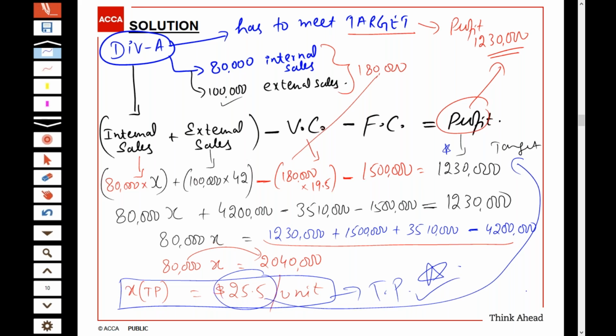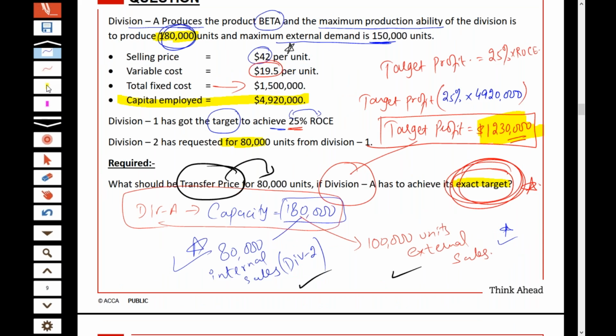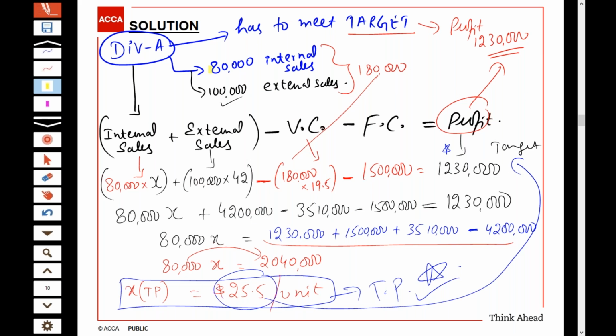See, what is the target? The target is 1230, and division A will be making 80,000 internal sale and 100,000 external sale, totaling 180,000, which is the only capacity of the seller division. And the seller division has to make the target profit of 1230 from both internal and external sales. Division A wants a target profit of 1230.